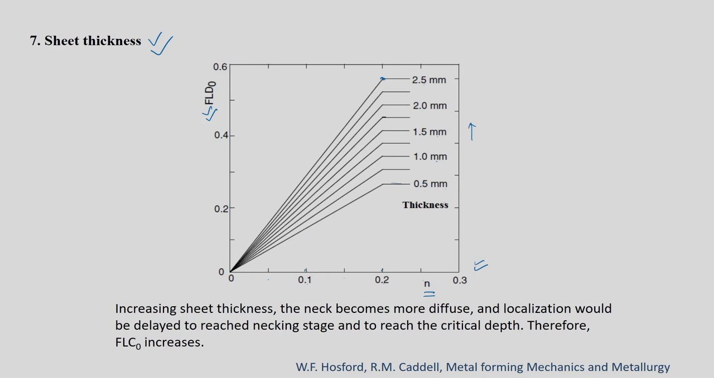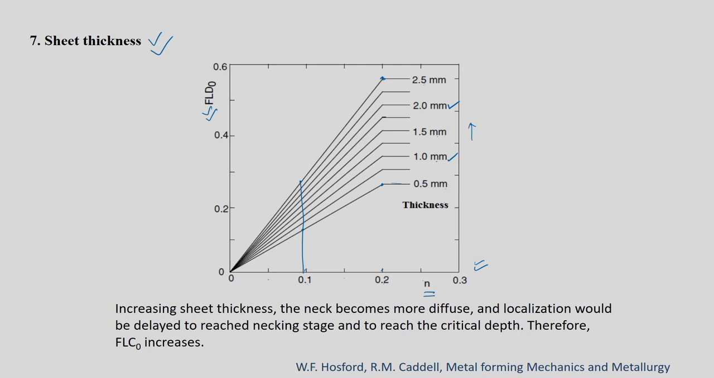You take 0.1, you go along this line, you will see that this one has got about 0.28, whereas this one has got only 0.1. If you pick up 0.2, here you have got only 0.22 maybe, but here you have got almost 0.55. So increase in thickness actually improves the FLD0, which means that even in plane strain condition, you can have a better formability if you replace 1 mm thick sheet by 2 mm thick sheet for a particular application, assuming that n is not going to change.